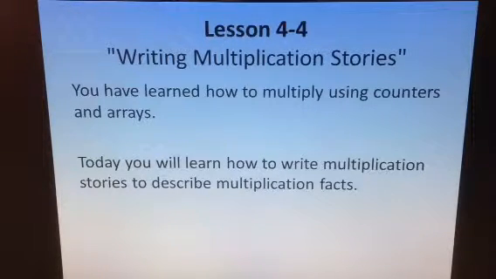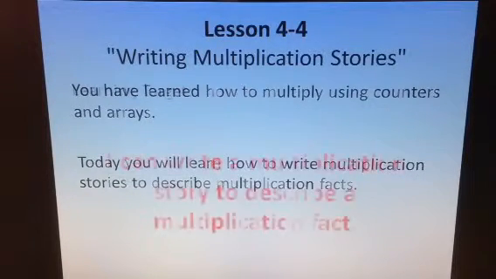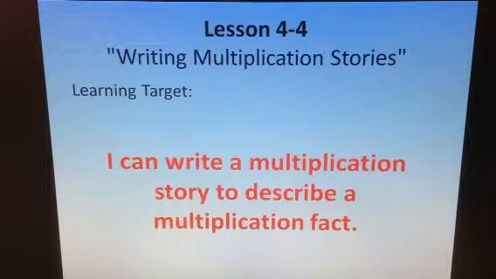Today's lesson is lesson 4-4 and it's called Writing Multiplication Stories. You have learned how to multiply using counters and arrays. Today you will learn how to write multiplication stories to describe multiplication facts. Our learning target: I can write a multiplication story to describe a multiplication fact.